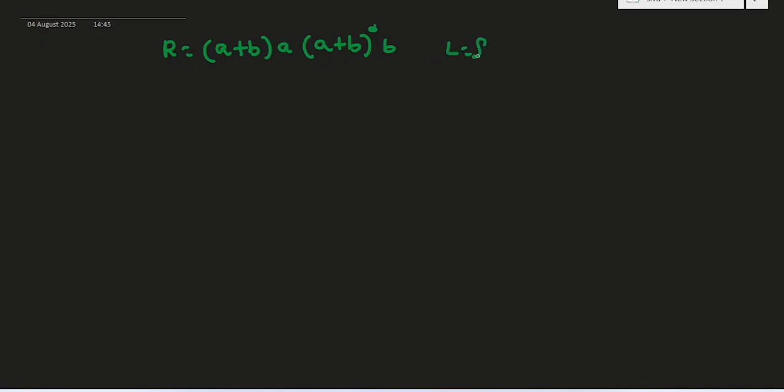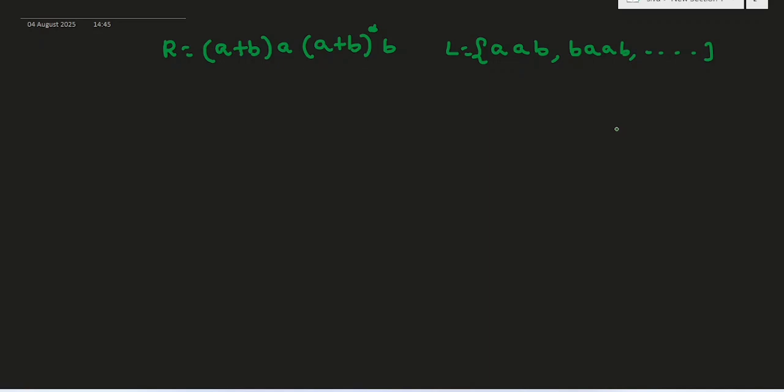Out of A and B, A may appear first. The second input symbol is A. The third input symbol may or may not appear, and the fourth input symbol is B. Similarly, the first input symbol is B, the second is A, the third is A or B, and the fourth is B. So it will go on appearing like this.